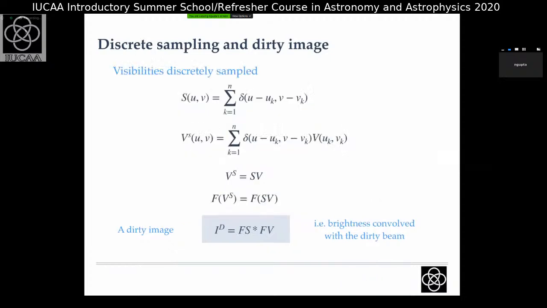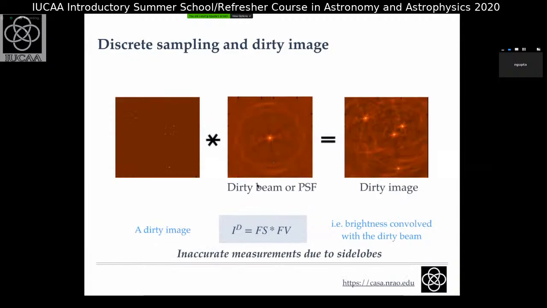If I go back to this expression here, dirty beam means nothing but the Fourier transform of the sampling function, and we call it point spread function as well, right? This is what we have here. So what my dirty image is, is the convolution of these two.